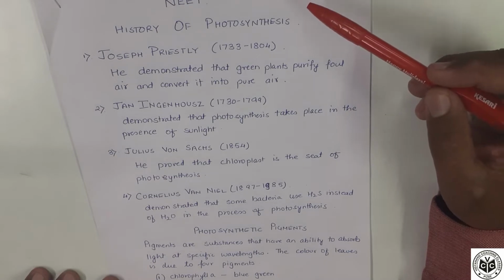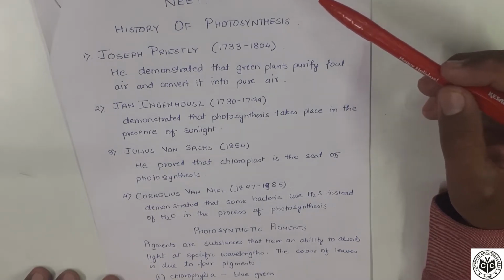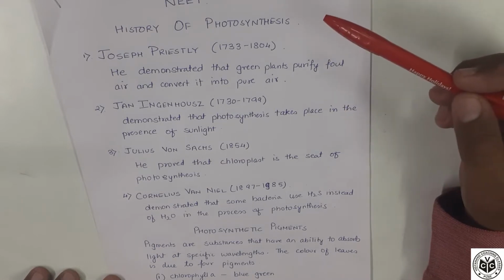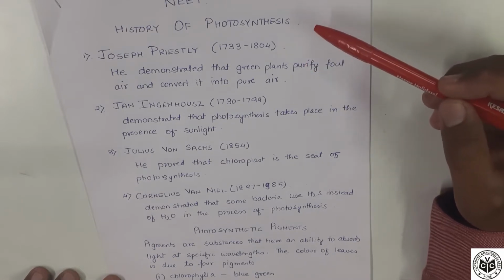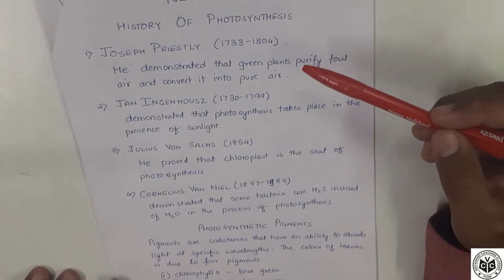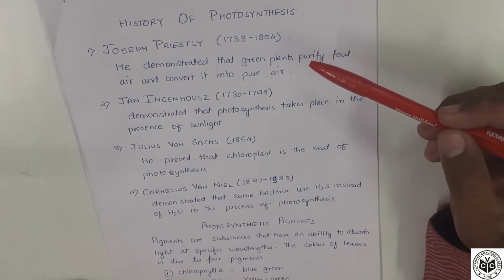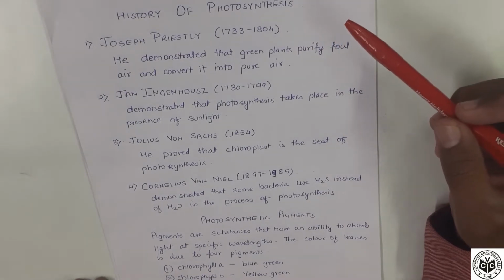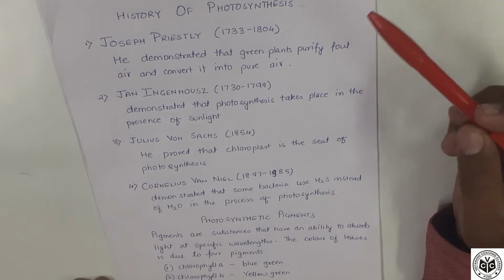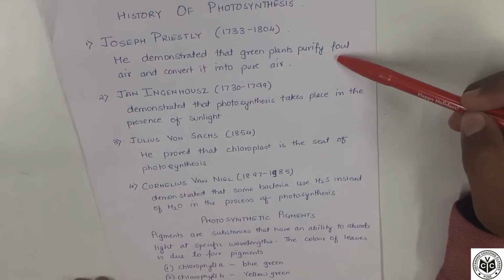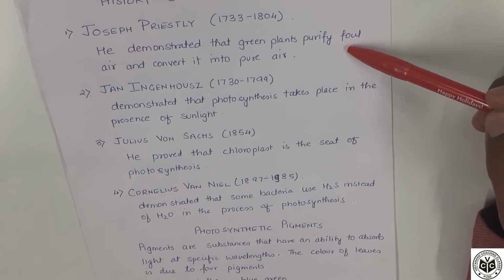Now if you look at the previous question papers of NEET, you will find that there is a trend of asking questions on scientists and their contribution in the field of photosynthesis. So keeping this in mind, we'll just go through a list of a few scientists and their contribution in the field of photosynthesis. The first among them is Joseph Priestley. He demonstrated that green plants purify foul air and convert it into pure air.